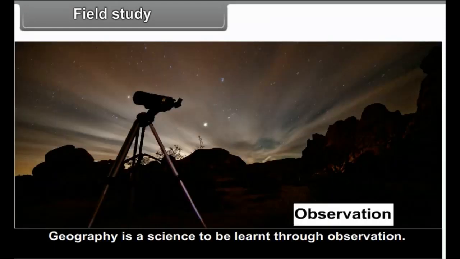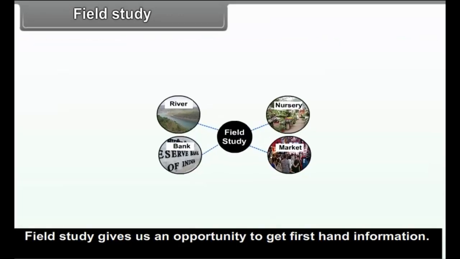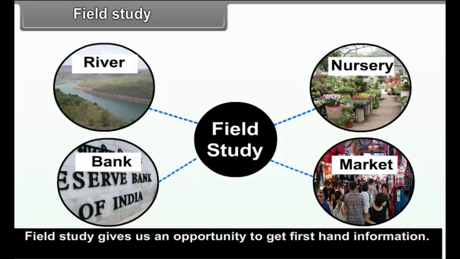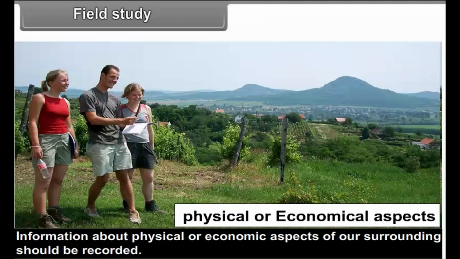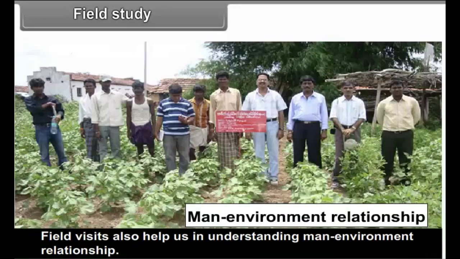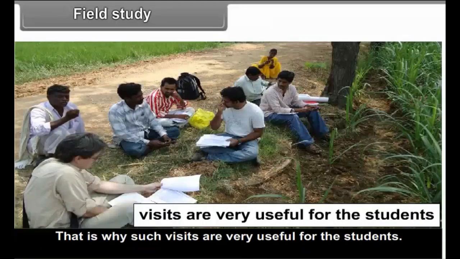9.3 Field study. Geography is a science to be learnt through observation. Field study gives us an opportunity to get first-hand information. Information about physical or economic aspects of our surroundings should be recorded. Field visits also help us in understanding man-environment relationship. That is why such visits are very useful for the students.